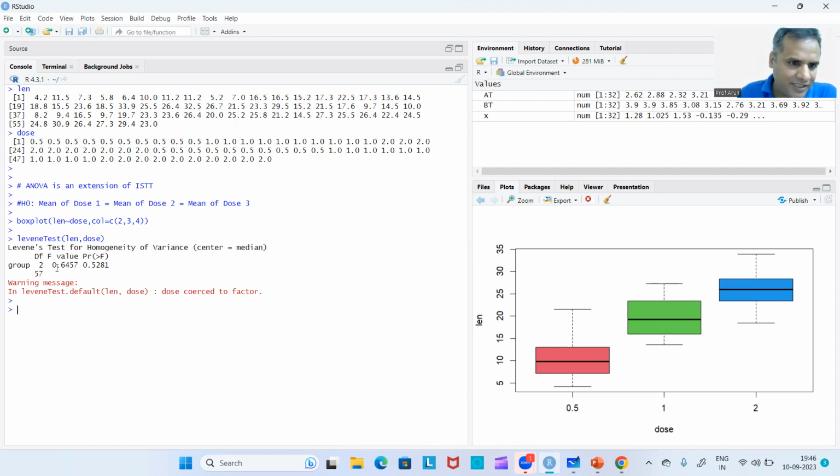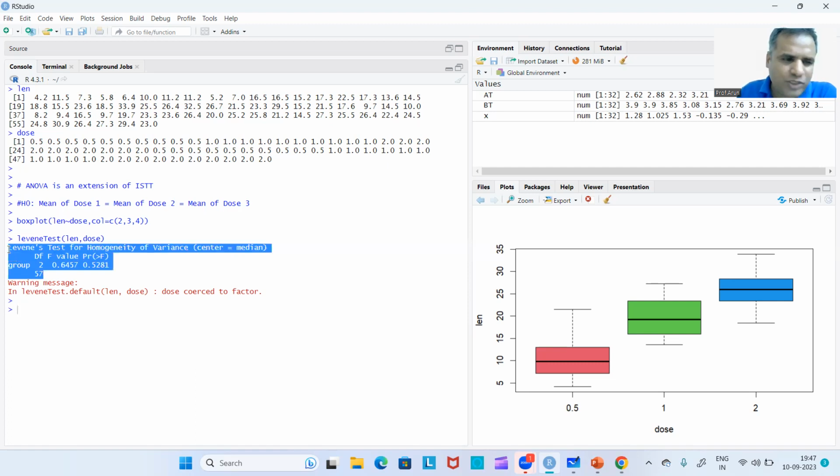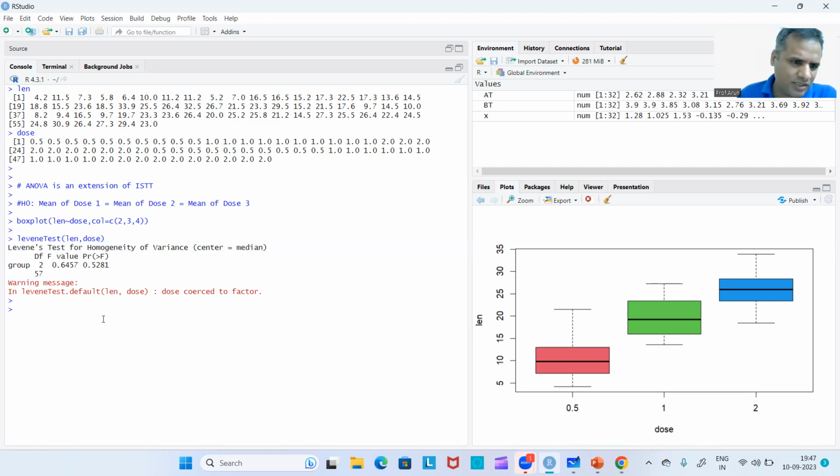When I apply Levene's test, the data length is 60, so n minus 2 or n minus 3. Automatically the degrees of freedom are taken care of by the function itself. That should not matter. People don't consider degrees of freedom and all those things.